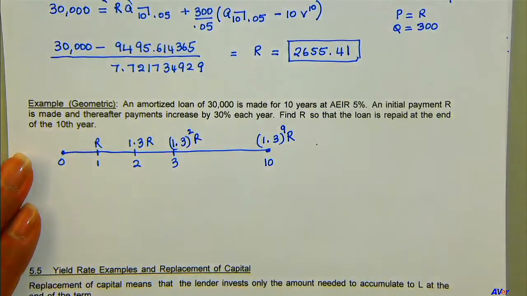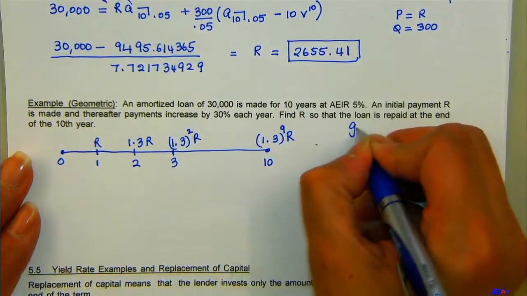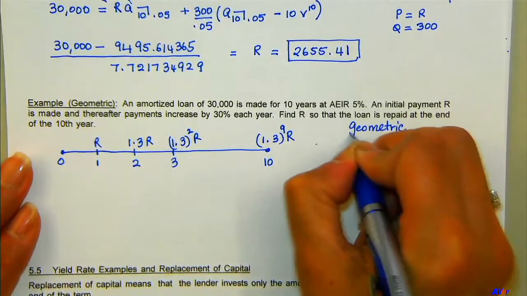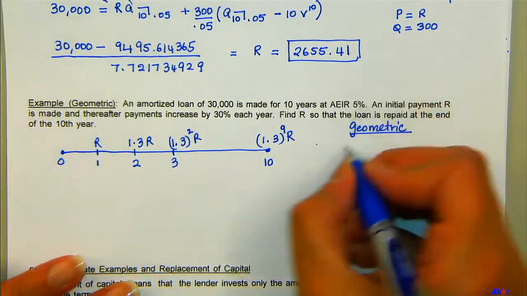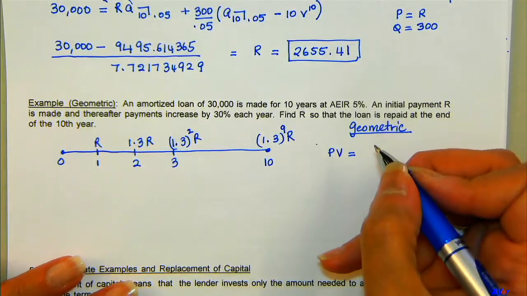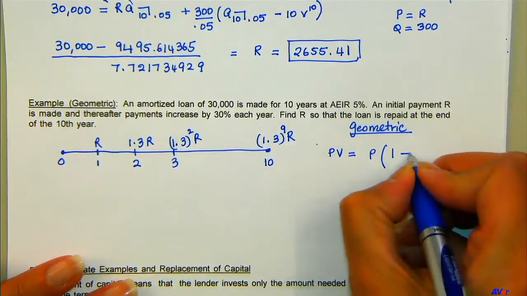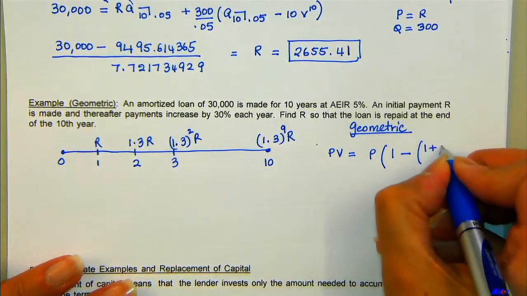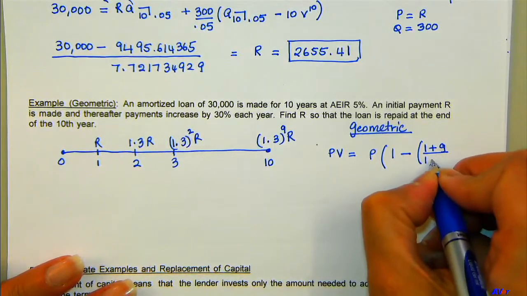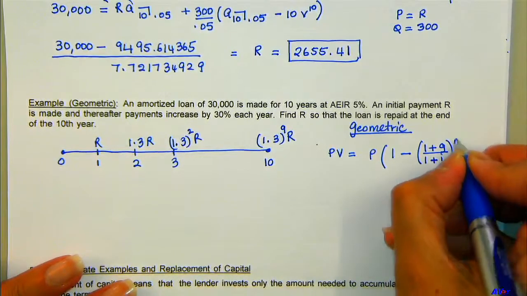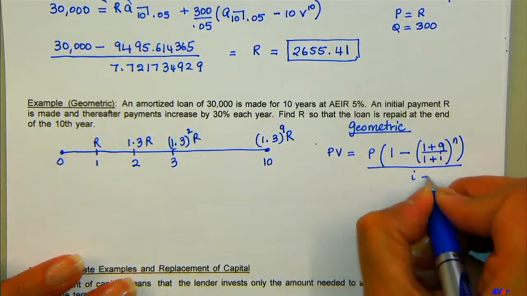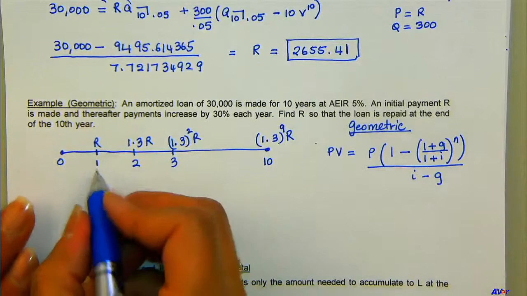An initial payment R is made, thereafter payments increase by 30%. Find R so that the loan is repaid at the end of the 10th year. So same kind of thing, only this time you're going to do geometric. What's the formula for present value of geometric? P, 1 minus, and then all of that over I minus G. Right. So let's plug in.